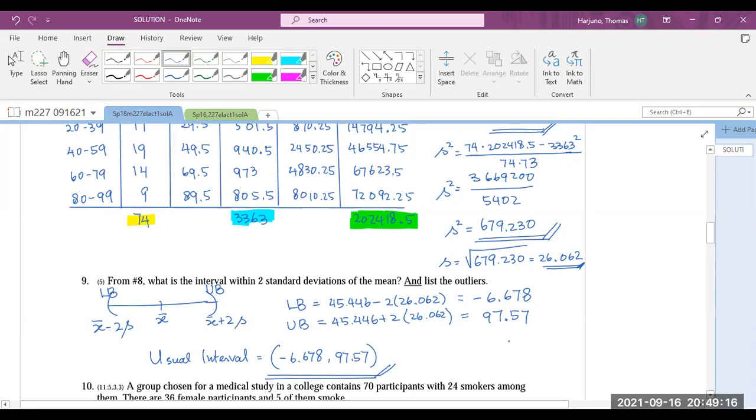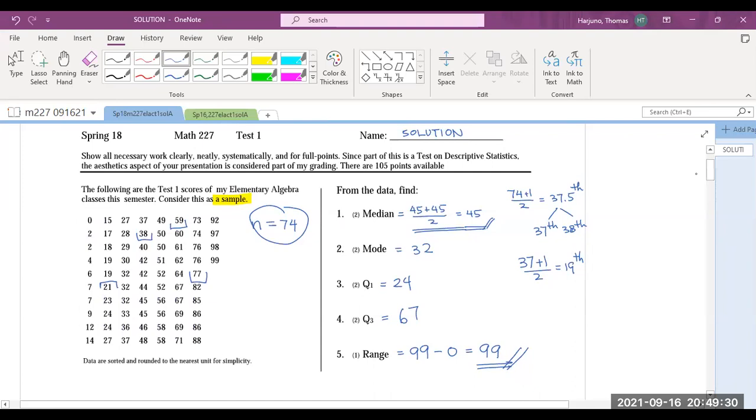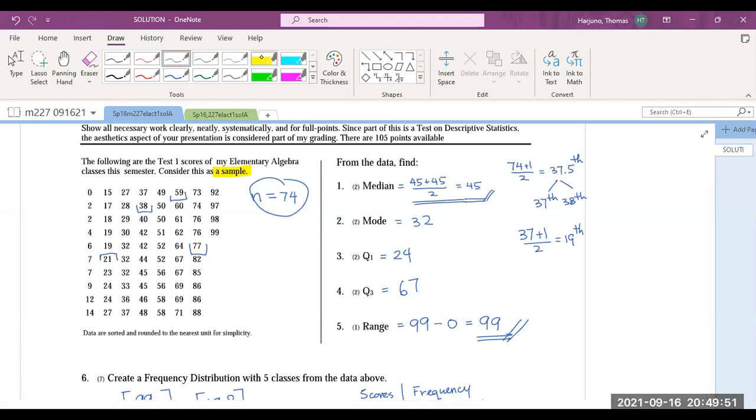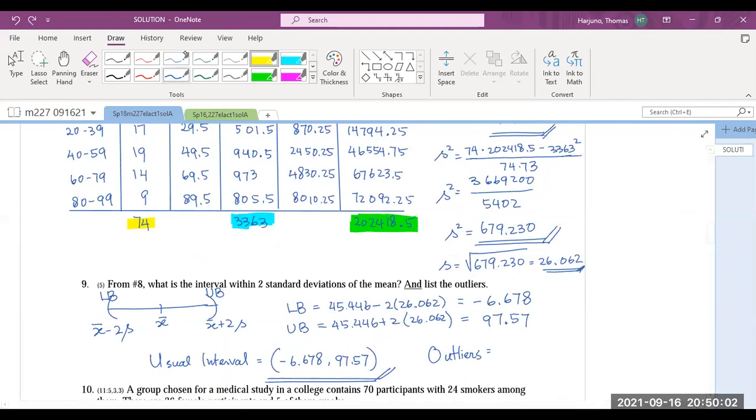Now, how do we find the outliers? Use this interval and compare it to our original data. Which data in this sample are outside of this interval? 98 and 99. 98 and 99, right? Yeah. Okay, then those are our outliers. Outliers are 98 and 99.